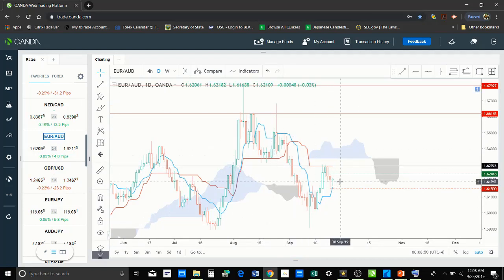Euro Aussie, you'll see we're rejecting Kijun-sen down here. I would have set my buy entry based off today's candle, which we still wouldn't have been entered, so this stop loss means nothing.